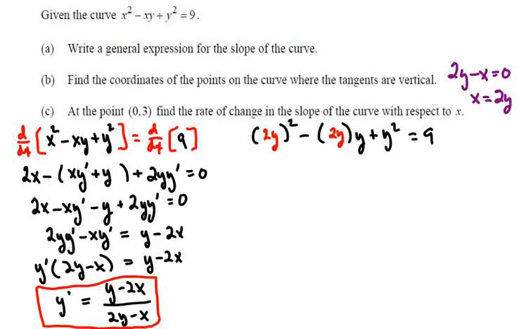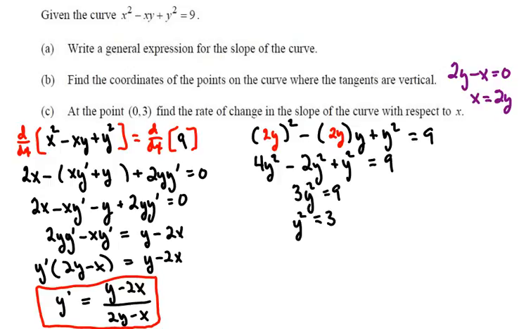So 2y quantity squared is 4y squared. 2y times y is 2y squared, plus y squared equals 9. So we get 3y squared equals 9. y squared is equal to 3. And so y is equal to plus or minus square root of 3. So at the points where y is equal to plus or minus the square root of 3, the tangents to the curve are vertical.